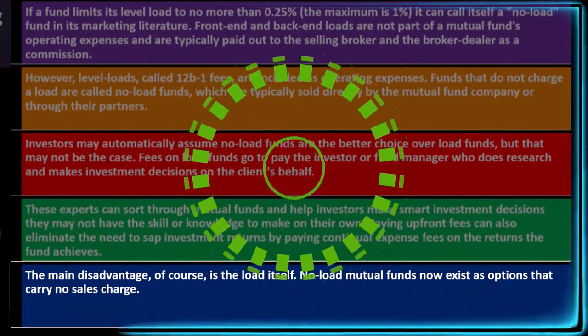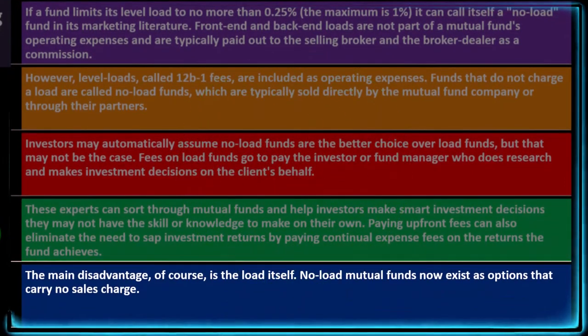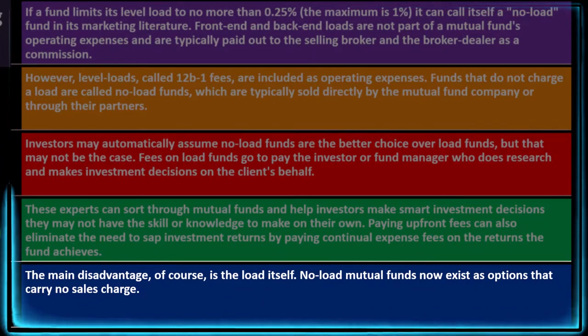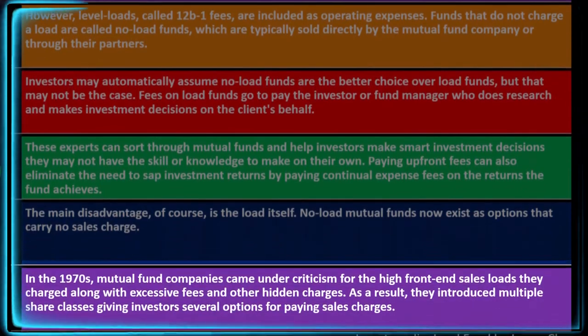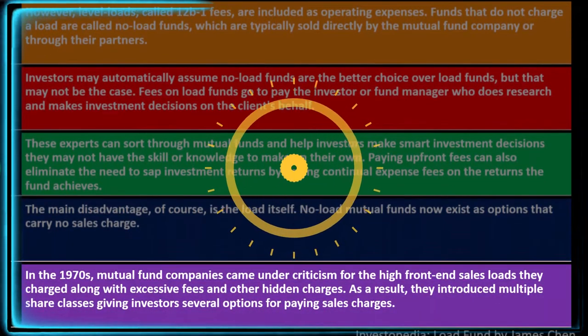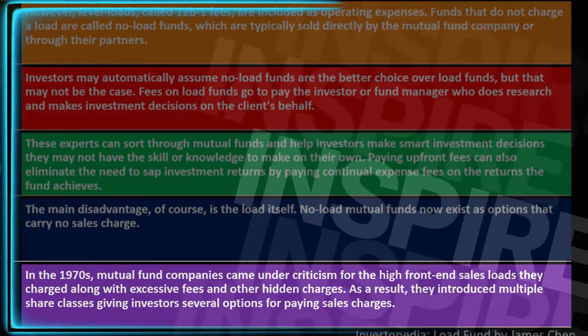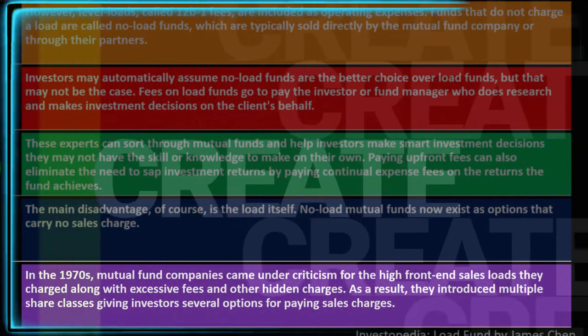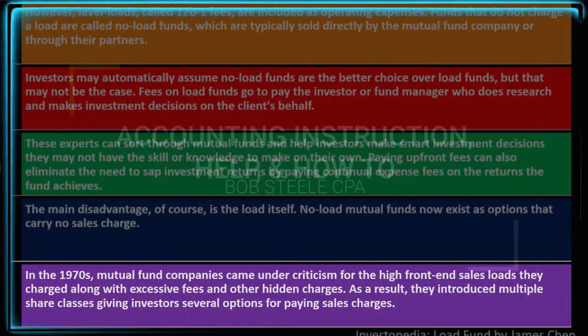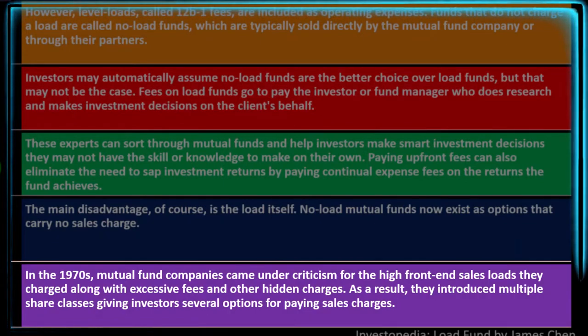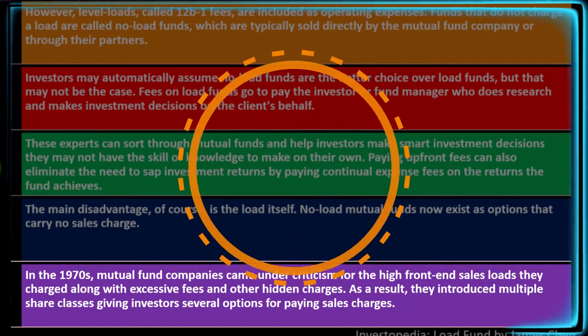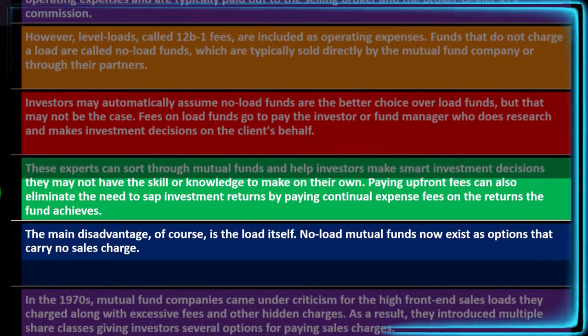So the main disadvantage, of course, is the load itself. No load mutual funds now exist as options that carry no sales charge. In the 1970s, mutual fund companies came under criticism for the high front-end sales loads they charged, along with excessive fees and other hidden charges. As a result, they introduced multiple share classes, giving investors several options for paying sales charges.